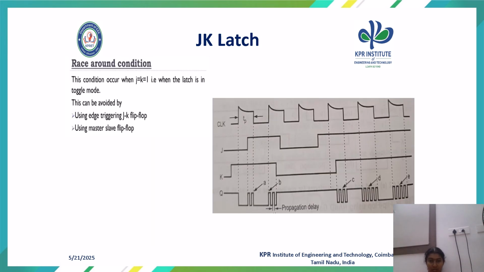So next, race around condition. So what do you mean by race around condition? As we discussed earlier, when J equal to K equal to 1, the output gets toggled. So that condition is said to be race around condition. So this race around condition can be avoided by using edge triggering JK flip-flop.